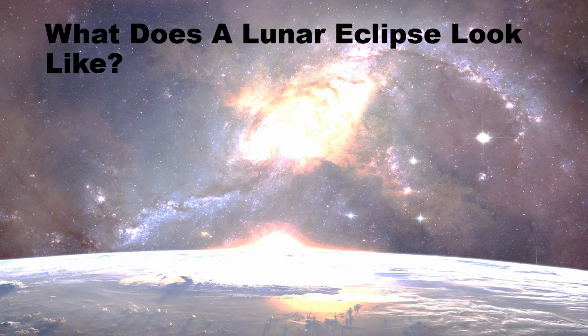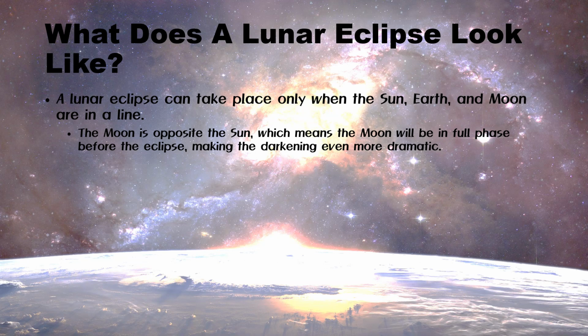So what does the lunar eclipse look like? Well, we know with the solar ones, we can see the corona of the sun, but lunar eclipses only take place when the sun, Earth, and moon are in a line. The only time this happens is when the moon is opposite the sun, which means our moon has to be in its full phase before a lunar eclipse can happen, which actually makes the darkening even more dramatic.